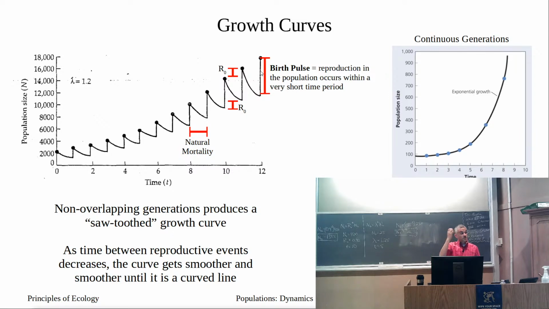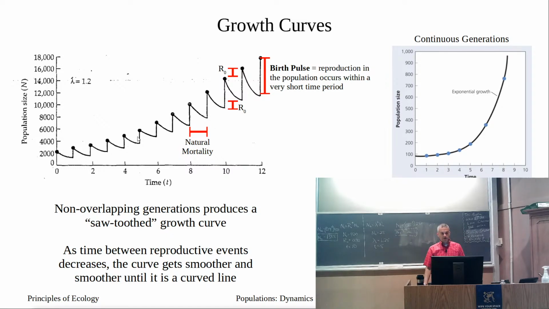And it has a name. It's called a birth pulse. Our birth pulse is reproduction in our population that occurs within a very short time period. Could be a week, could be a month, but it's going to be over a very short period of time.